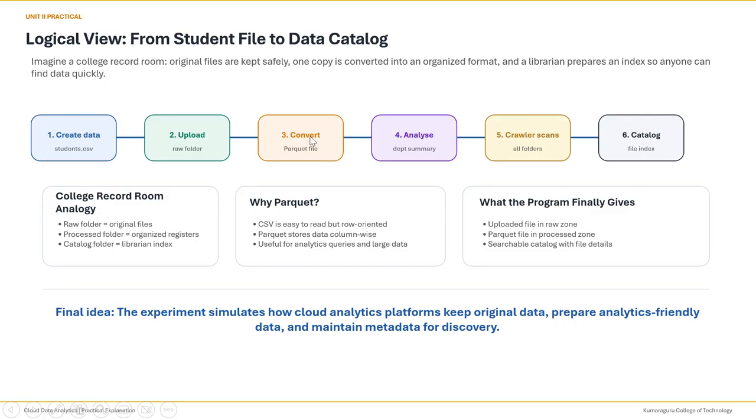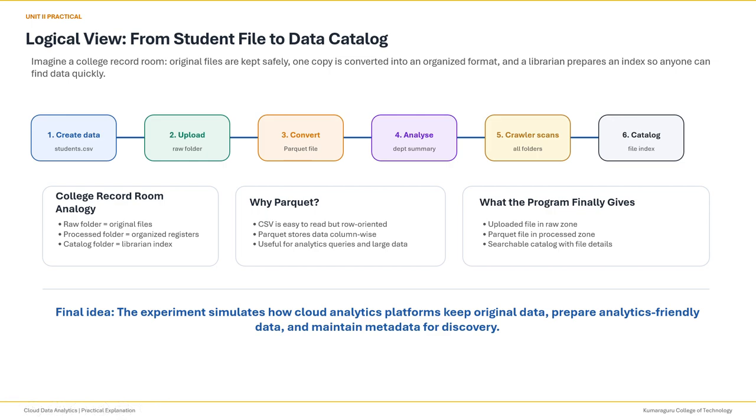Once you've converted it, you can perform certain operations on it, and of course you can do certain scans, crawler scans, on it, and finally you can get your file index, what we call the catalog. This is the entire operation which is aligned with respect to your unit 2.